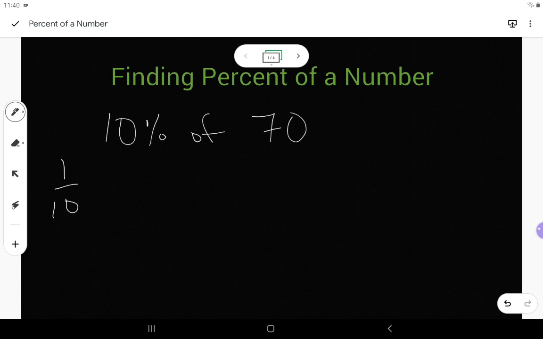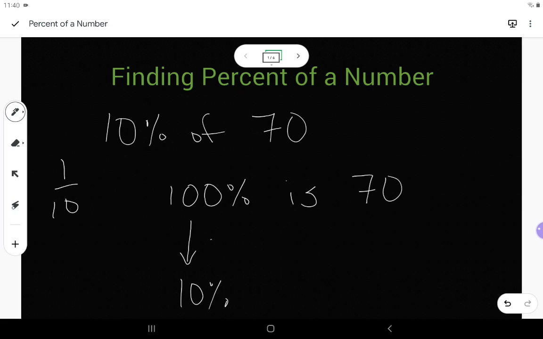And so what we would have done is we would have said something like, well, if 100% is that whole 70, to change 100% into 10%, I would need to divide by 10, and I would then need to do the same thing on both sides, and I would get that 10% is 7. So we can use mental math for some of this stuff, but what we're doing in grade 8 is getting a little bit more difficult with our percentage values.